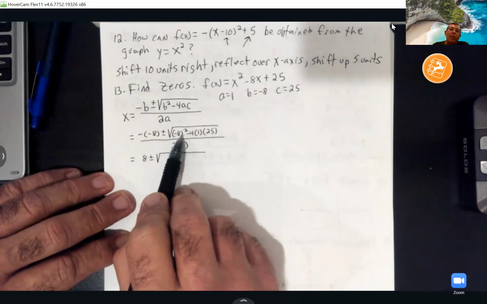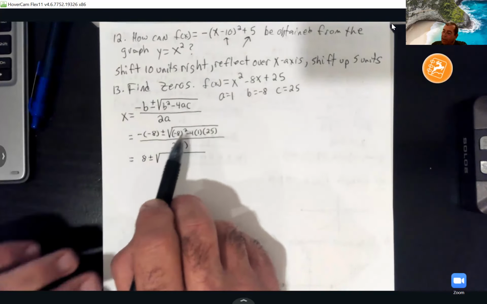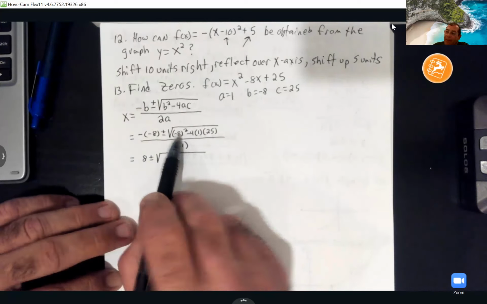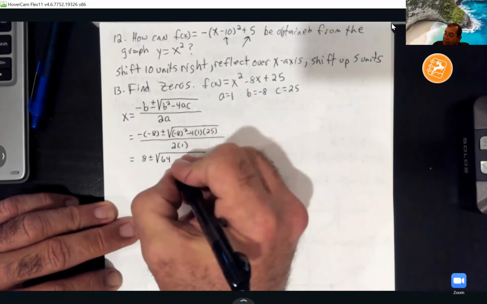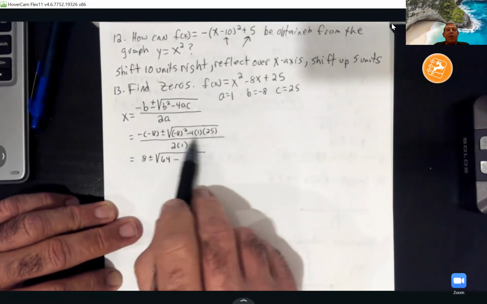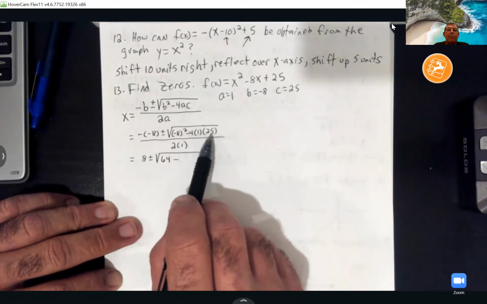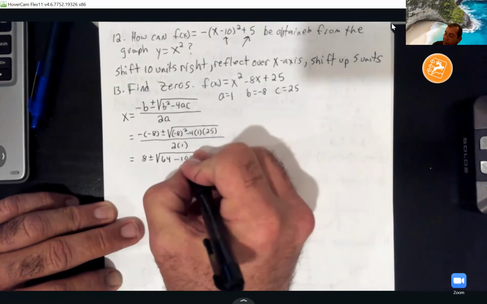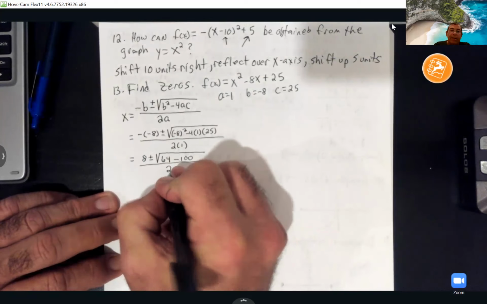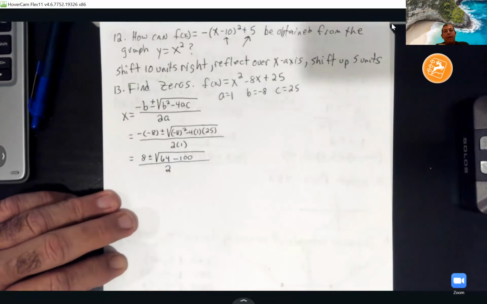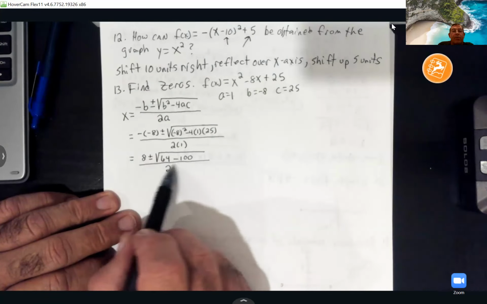Now, no matter what number you got for b, when you square it, it will be positive. So here I got -8 times -8 is +64, minus, I've only got one negative over here, so this is going to stay subtraction. 4 times 1 times 25 is 100. And on the bottom, 2 times 1 is 2. So now all we can do is work under this little radical here.